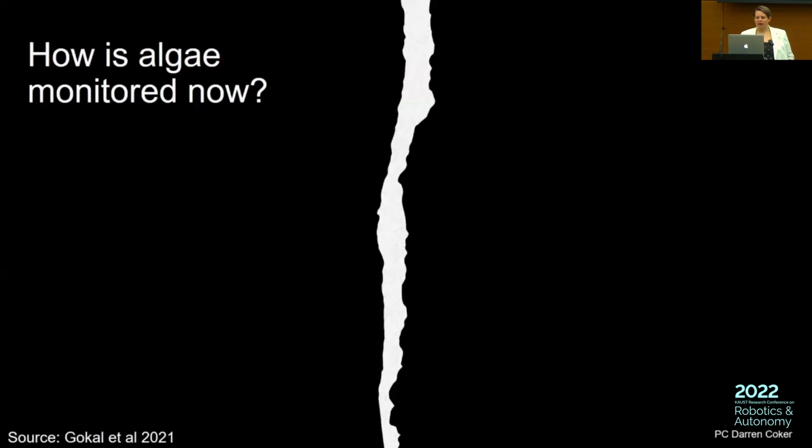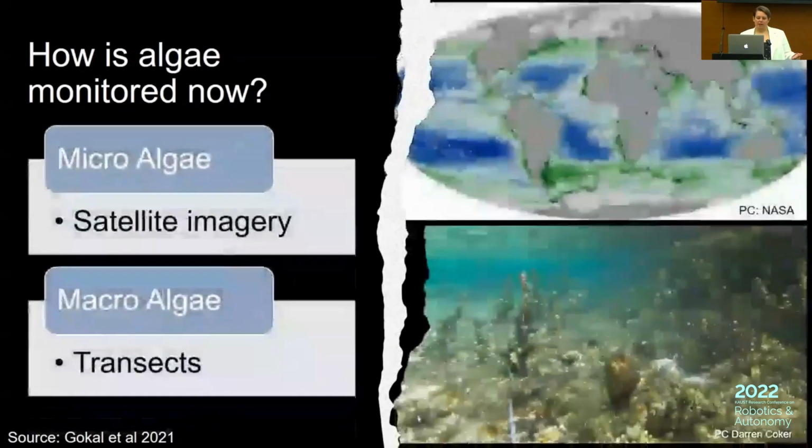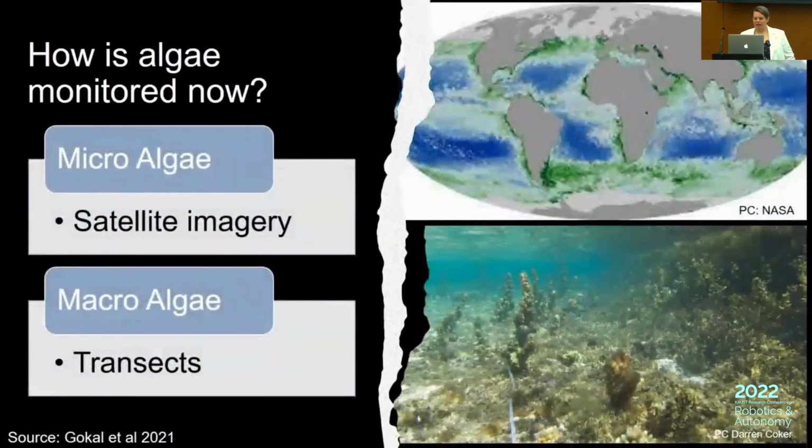The way that algae is studied in the field is, well, for one, microalgae is monitored with satellite imagery, because it's often together, like in groups, right? And we can see that using chlorophyll imagery, which can be viewed in this image here at the top. This is from NASA. And if there's a large bloom or something like that, that can also be seen from satellite imagery.